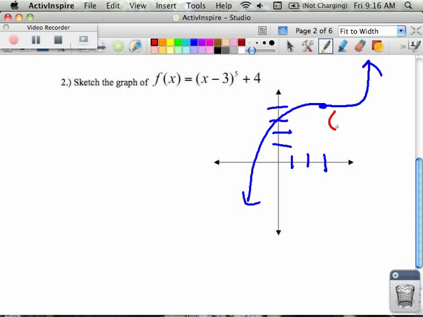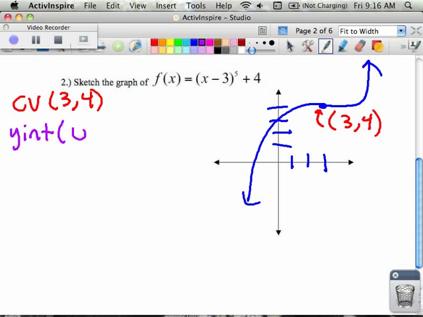Yes. So this is 3, 4, this location right here of this point. That's a critical value that you should probably know. So if I put down critical value of 3, 4, that's something interesting that's happening there. And then I'm going to check to see if it has a y-intercept, because I like those since they're kind of easy to find. So if I look for my y-intercept, that means I'm putting in a 0 for the x value. So I go over here and I put in a 0.